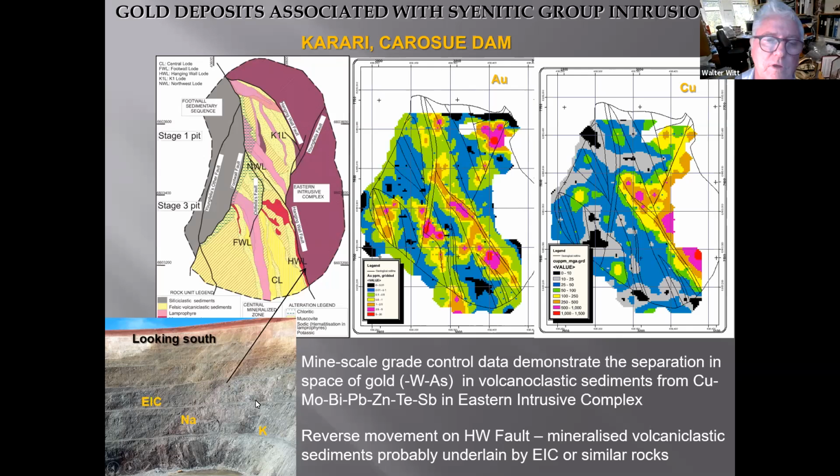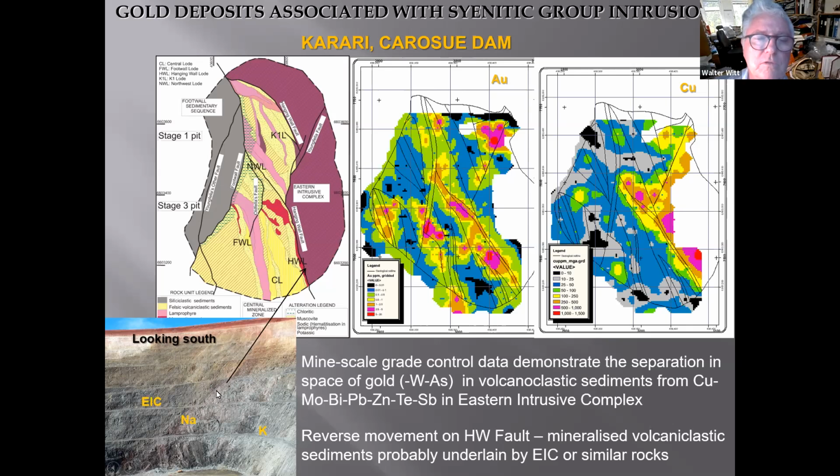The photograph on the lower left shows a view looking south at this wall of the open pit here, and differentiates the Eastern intrusive complex from the broad zone of potassic alteration in the volcaniclastic sediments. Immediately in the footwall of the hanging wall fault, which separates the two, is this slightly reddish zone of sodic alteration or bleaching, which contains the gold.